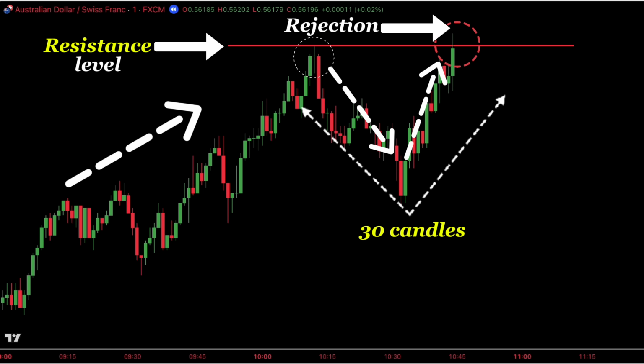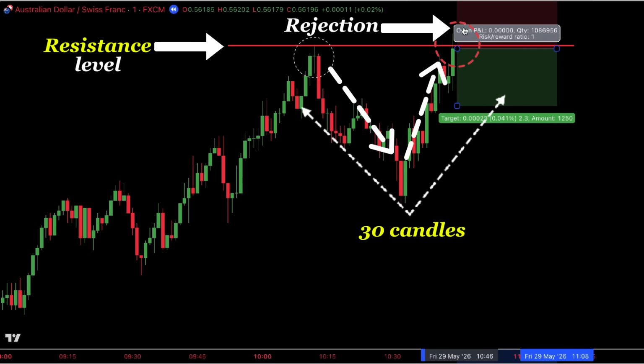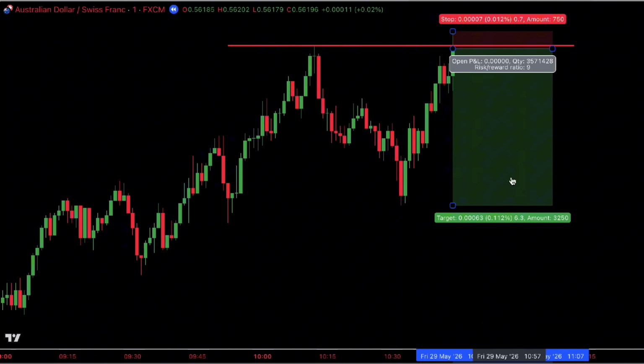The rejection candle also provides a very tight stop loss, which is exactly what we are looking for as scalpers. Remember, you should never risk more than 1% of your trading account on a single trade. However, when your stop loss is tight, you can achieve a much higher risk-to-reward ratio, which is essential for long-term profitability. Now let's place the trade and see how much risk-to-reward this setup offers.